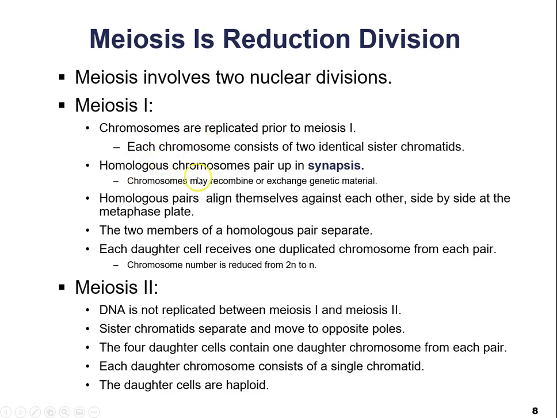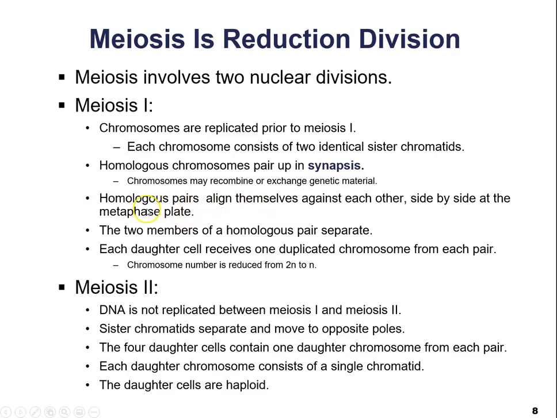Then what happens is those homologous chromosomes will actually line up with each other in something called synapsis. At that point, they'll recombine and exchange genetic material. That will introduce genetic variability, which is what we want.